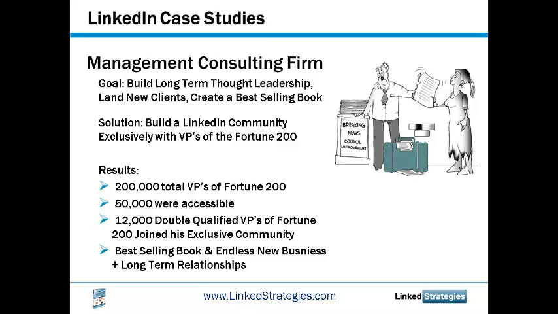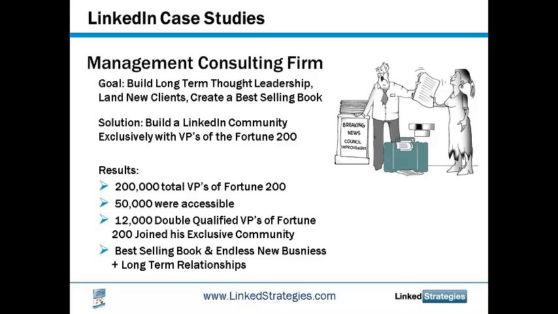So what he was doing was building his thought leadership, his long-term top-of-mind awareness, if you would, and this is what happened. The results: there's 200,000 total VPs of Fortune 200 companies that we could find. In this initiative, we were able to access 50,000 of them. When I say access, that was our ability to communicate. And with that, we were able to get 12,000 of those individuals to double qualify into the group, meaning they had to apply to get in, and then they were verified before they were let in, that they were the right people.